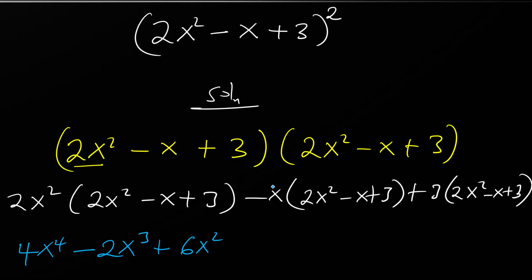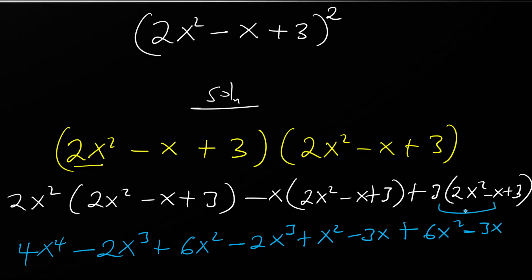Let's move on. Minus x times 2x squared will be, so we have the power here as 1, so minus 2x cubed. So minus minus is plus, x squared, then minus again, so that will be minus 3x, plus 6x squared, minus 3x, and this one again is times 3, 3 times 3, that will be 9.